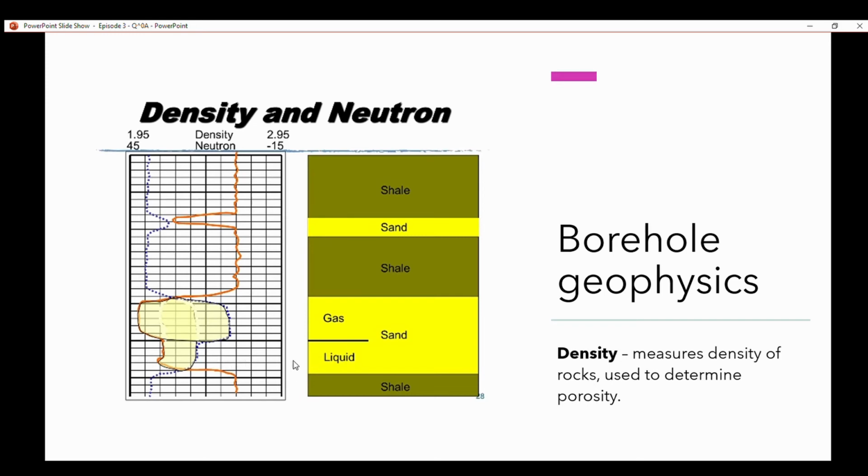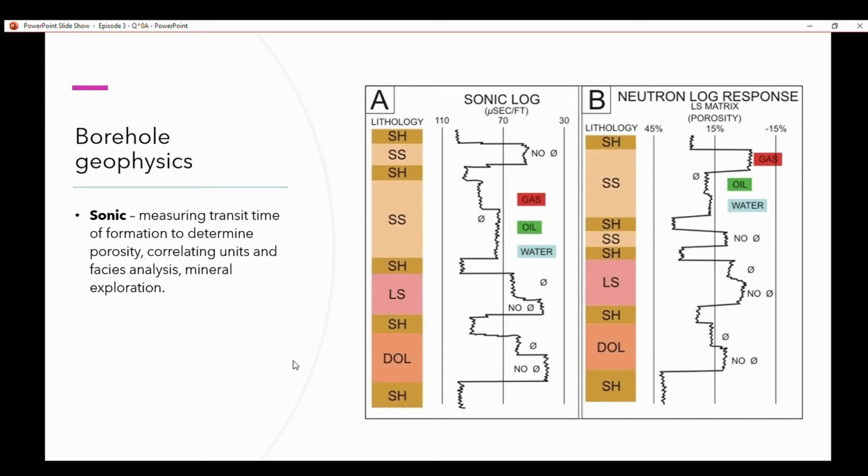And then when it comes to sonic, it measures the transit time of the formation to determine the porosity, the correlating units, and the facies analysis. It can be used in mineral exploration as well, and this is what a sonic log will look like. Let's see. So it'll move its fastest through shale because of its high density, and then sandstone has kind of a lower density than shale, and that's pretty much the pattern. Limestone kind of has a weird pattern to it when it comes to sonic logging. Dolomite, kind of a similar pattern to limestone.